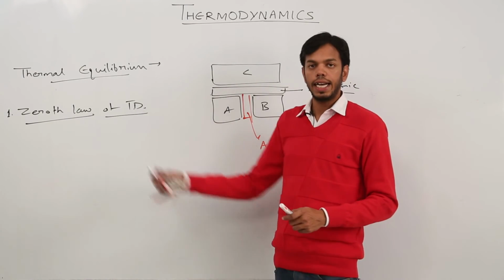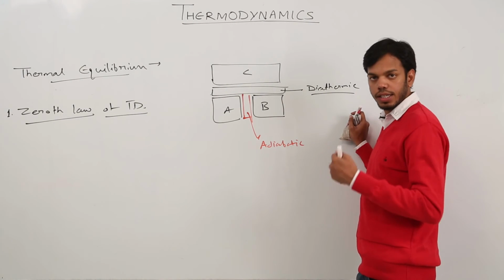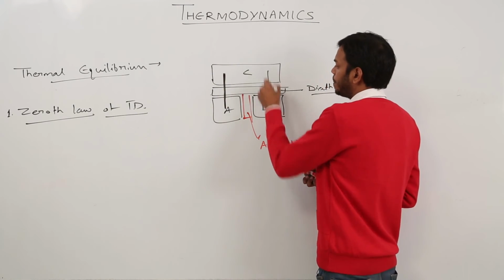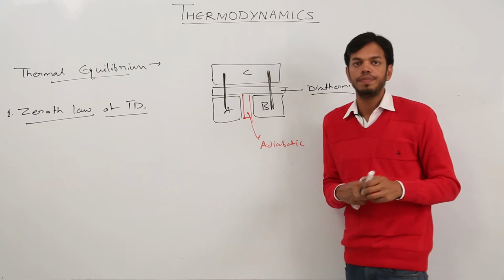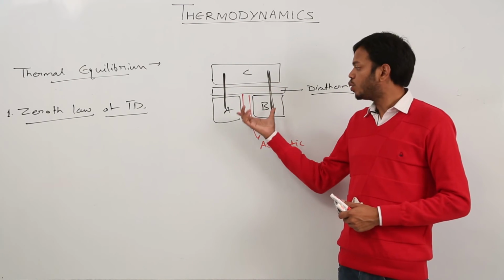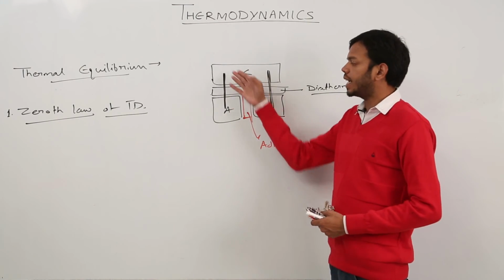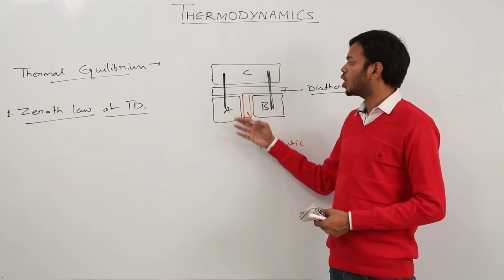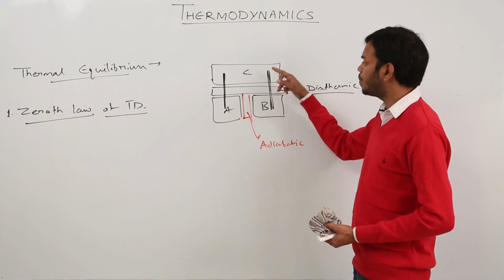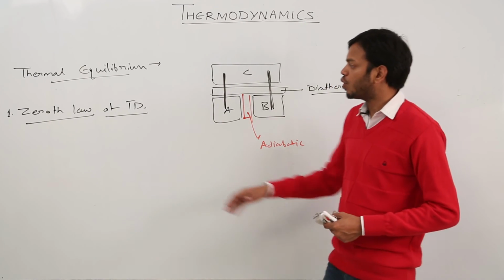Now the Zeroth Law states that if two systems are in thermal equilibrium with a third system, suppose A and B are each in thermal equilibrium with C, then the two systems are also in thermal equilibrium with each other. That makes sense, because if A and C are in thermal equilibrium, that means the temperature of A and C is equal. Similarly, if C and B are also in thermal equilibrium, that means the temperature of B and C is also equal. That means the temperature of A and B is also the same. That is what the law states.